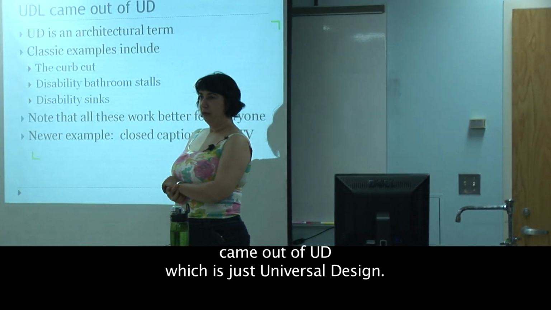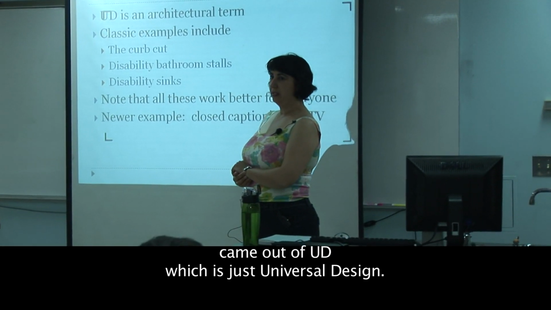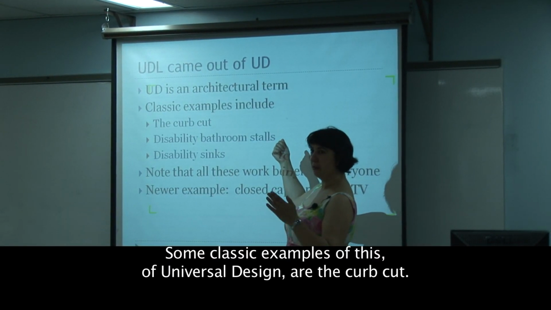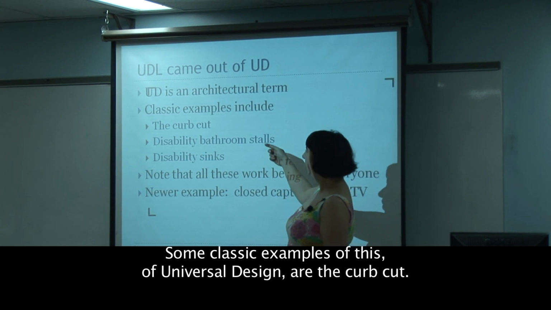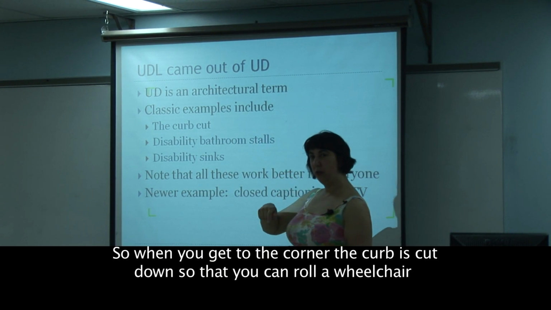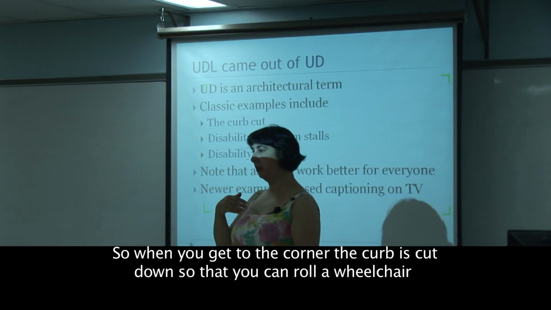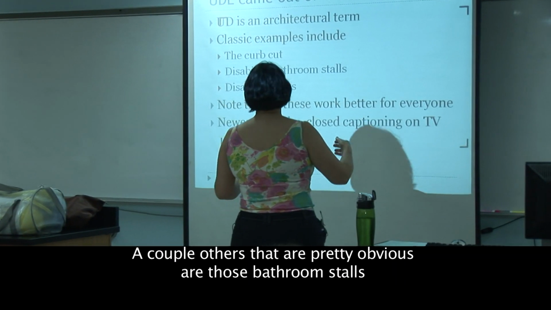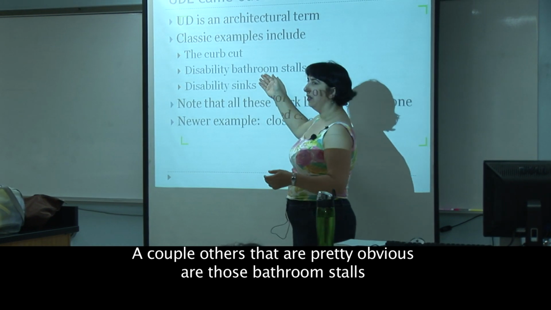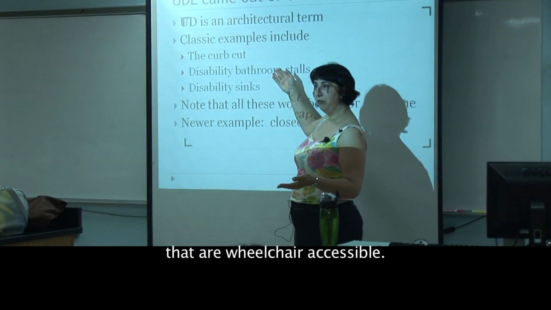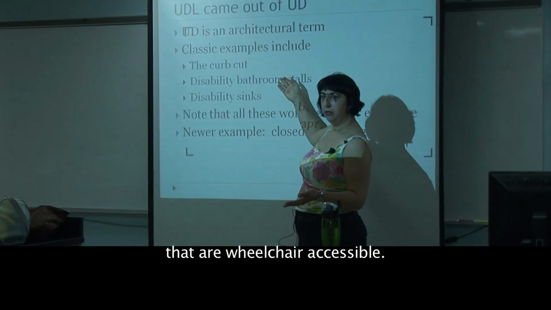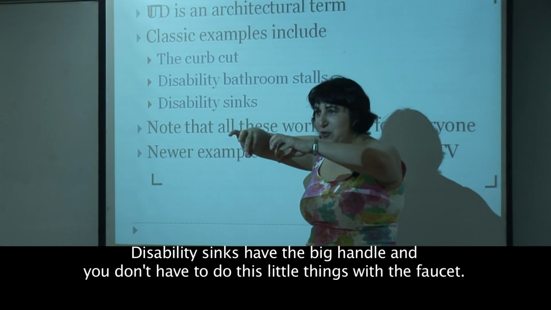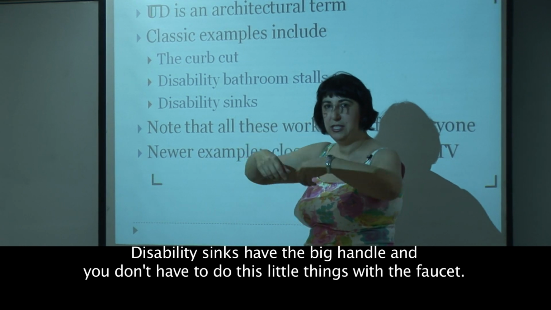So a little bit of background, just a tiny bit. UDL, Universal Design for Learning, came out of UD, which is just universal design. Some classic examples of universal design, but not for learning, are the curb cut. When you get to the corner, the curb is cut down so you can roll a wheelchair or a walker right into the street. A couple others that are pretty obvious are those bathroom stalls that are wheelchair accessible, and disability sinks, which have the big handles, so you don't have to do the little things with the faucet.